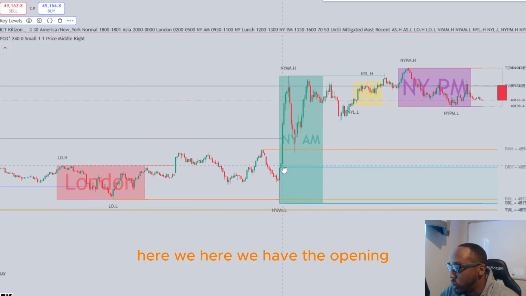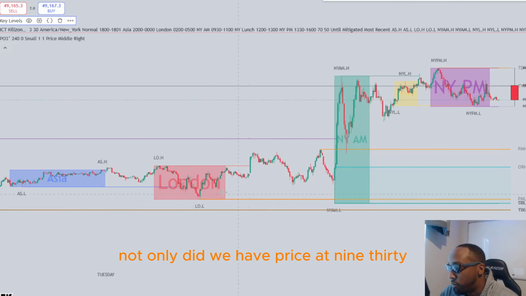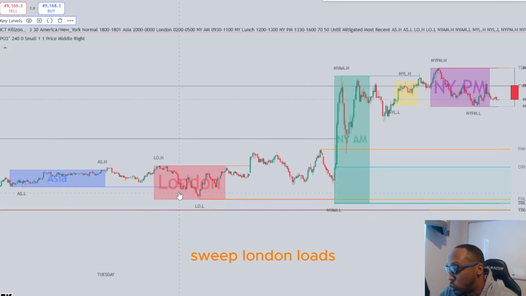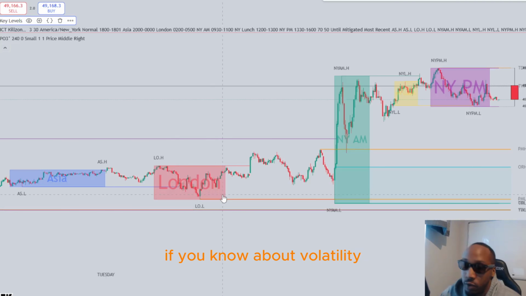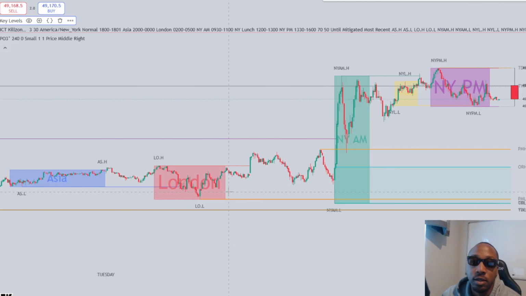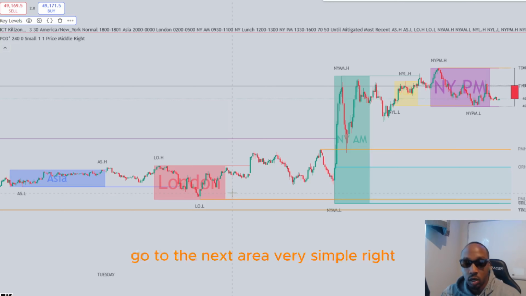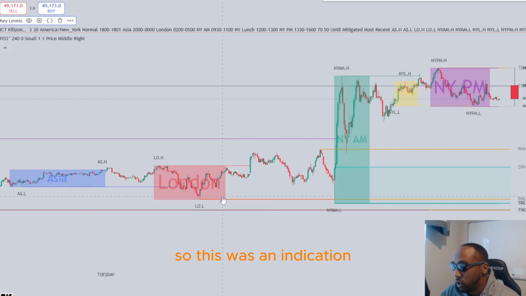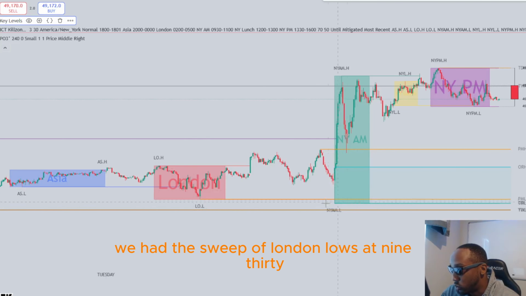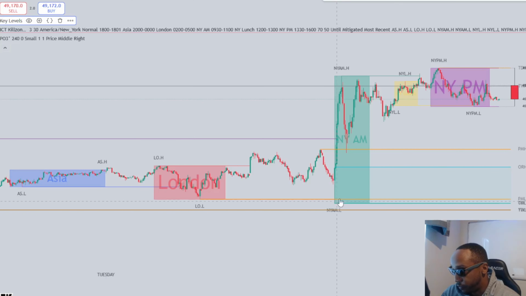So here we have the opening. Not only did we have price at 9:30 sweep London lows. If you know about volatility, if you know about liquidity, you know price action, gold, NAS, US30, it likes to sweep liquidity, go to the next area. Very simple, right? So this was an indication right here. The first indication we had was the sweep of London lows at 9:30.